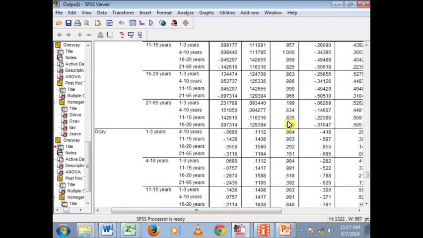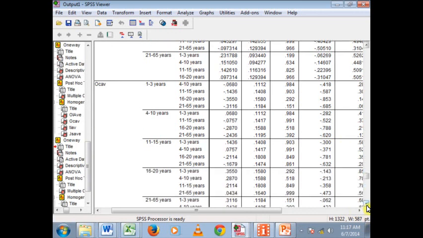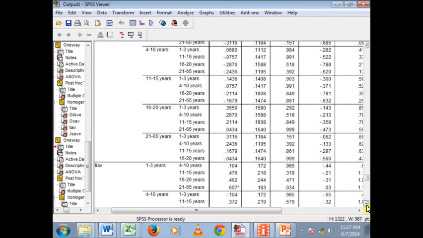Significance, okay. This is the real comparison now. Significance. Okay, we saw this one. Between 1 to 3 years and 21 to 65 years.